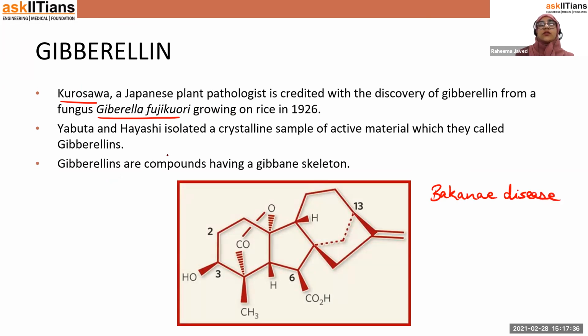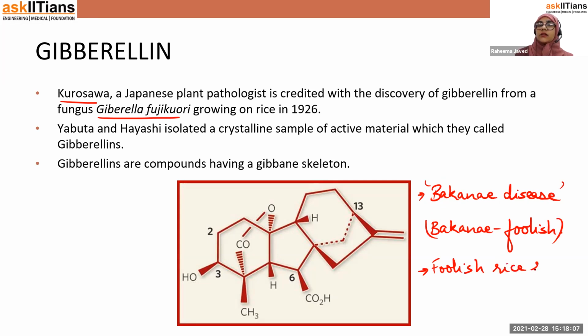The disease that was caused by this fungus. Bakane in Japanese means foolish. So the rice seedlings that grew foolishly tall ultimately resulted in the death of a few plants. That's why he called it Bakane disease, or the foolish rice seedling disease.